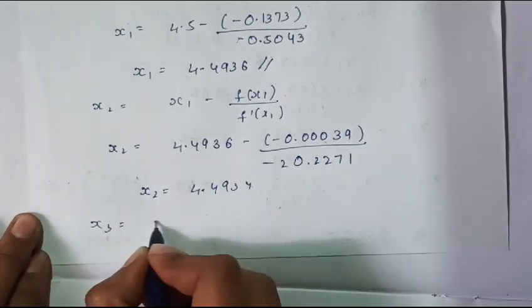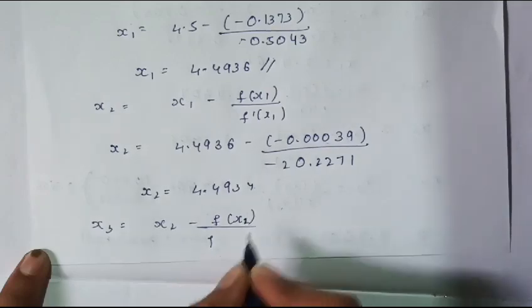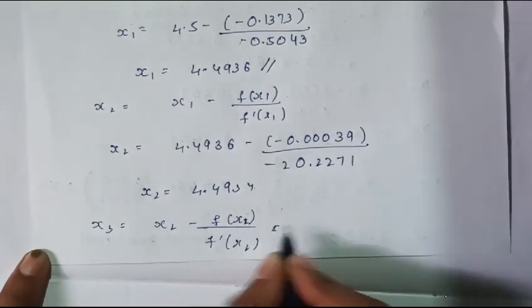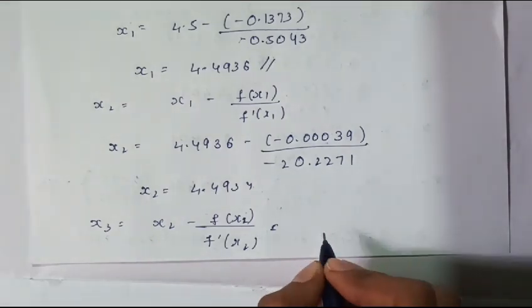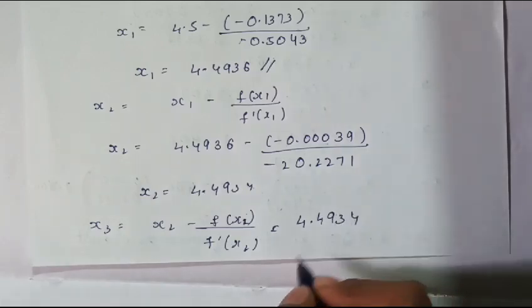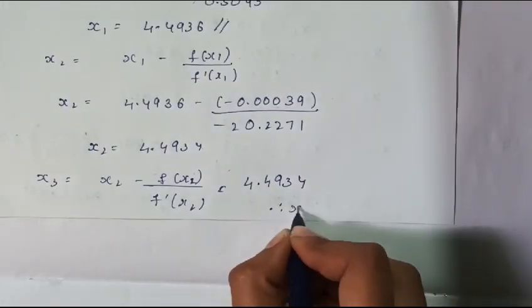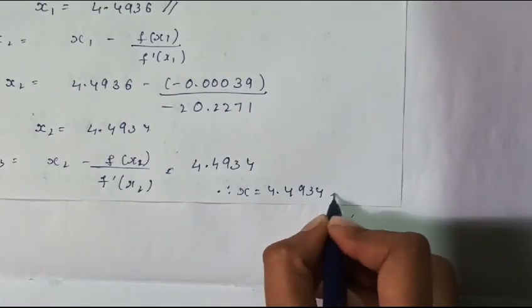To find x3, x3 is equal to x2 minus f of x2 divided by f dash of x2. By substituting all the values, I get the value of x3 as 4.4934. They have said up to 4 decimal places, therefore x equals 4.494 is the real root.